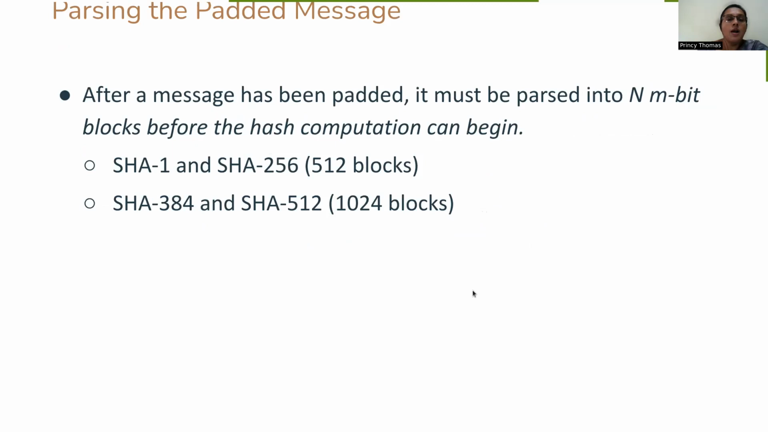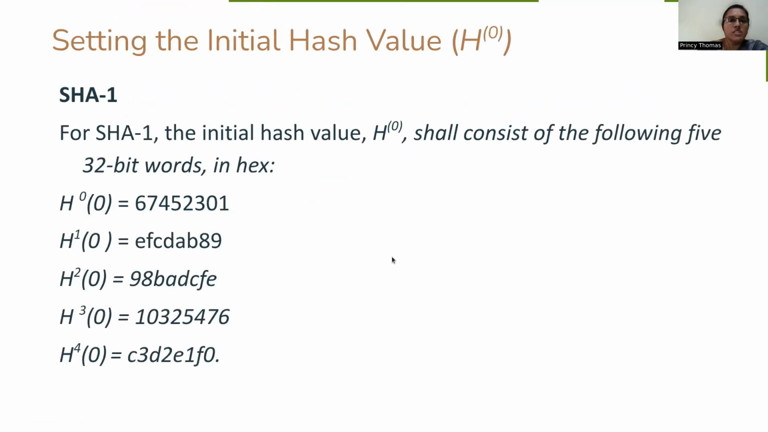Now, parsing. How is the parsing going to be done? After a message has been padded, it must be parsed into N M-bit blocks. We saw already SHA-1 and SHA-256 require 512-bit blocks. So there will be N 512-bit blocks in SHA-1 and SHA-256. And in 384 and 512, there will be N 1024-bit blocks. So the message is divided into the different block sizes.